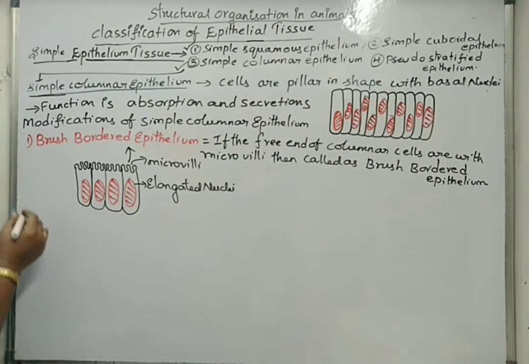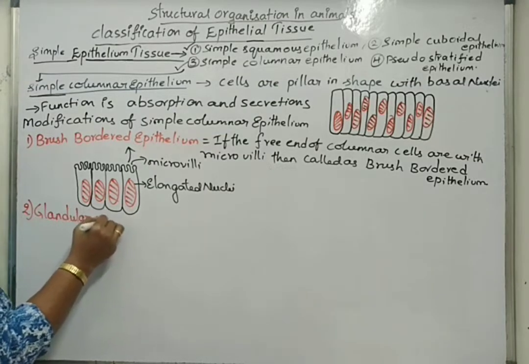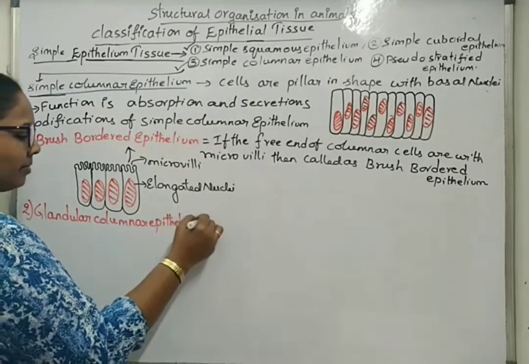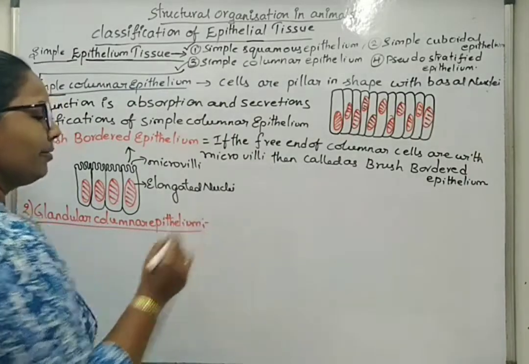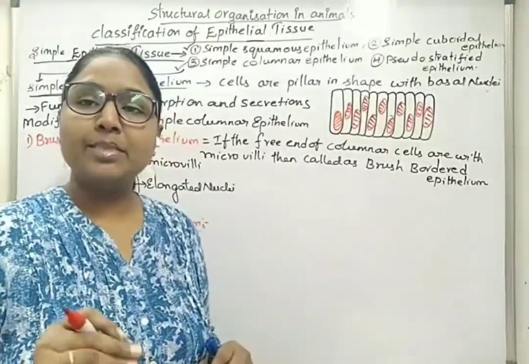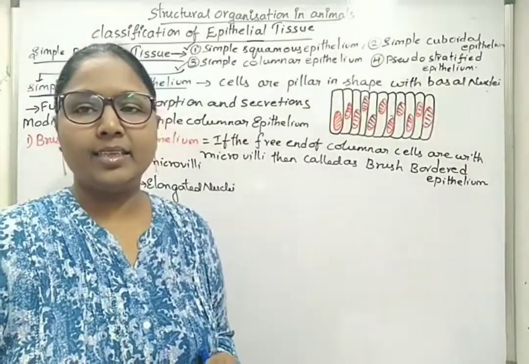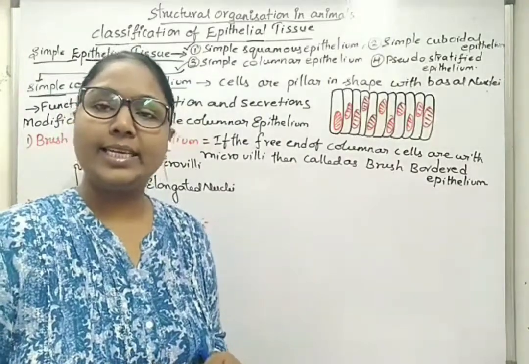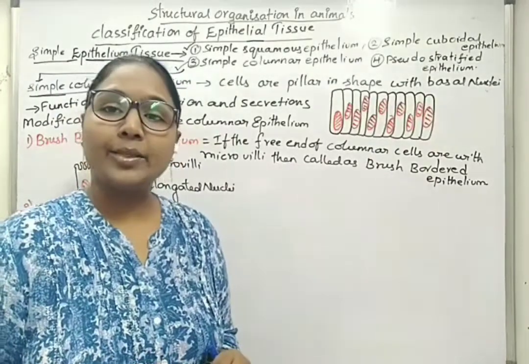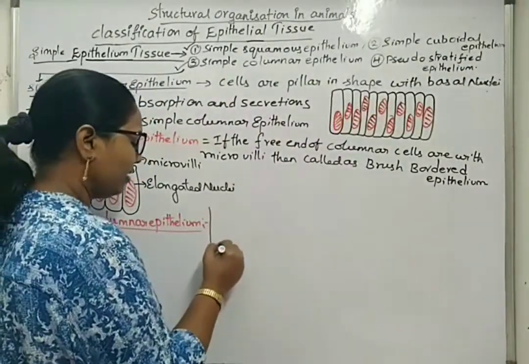Second one, glandular columnar epithelium. When these cells have some secretory glands, for example goblet cells, which are mucus secreting cells, present among the cells of columnar epithelium, then we can say such columnar cells are glandular in nature. So first we will go with the diagram so that it will be easy.